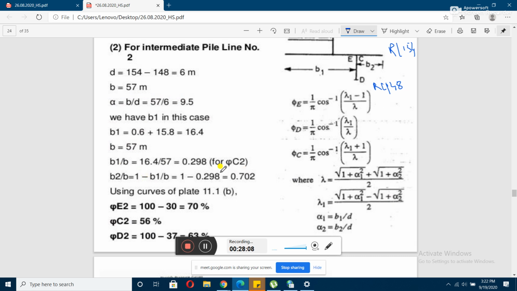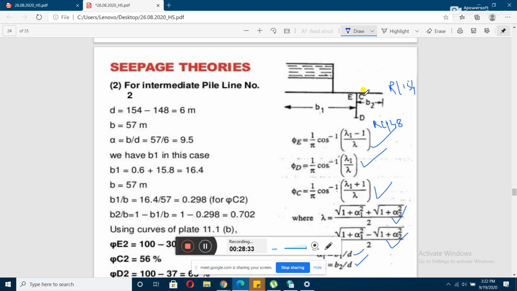So B1 and B2 have been calculated, and from that we can get the value of lambda 1. Firstly we have to get the value of alpha 1 and alpha 2. You can see that alpha 1 and alpha 2 have been calculated. From that you can easily get the value of lambda 1 and lambda 2. Then you can get the value of phi E, phi D and phi C. You can see that these are the values that have been calculated.